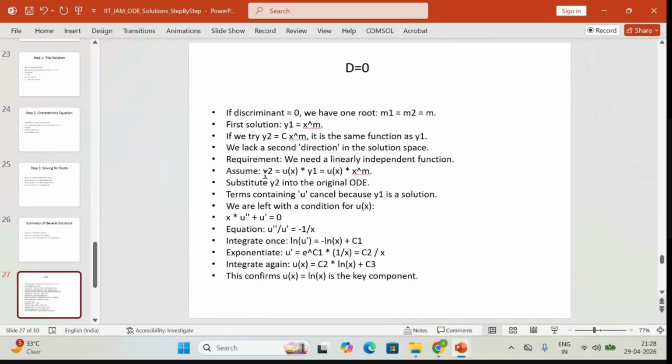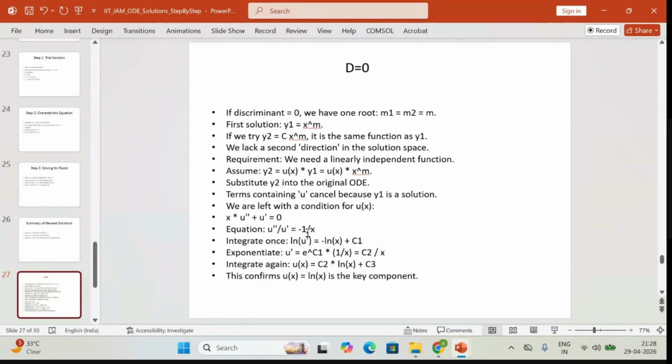So what we do is we assume the second solution is y2 equals a function u(x), which is not a constant, times y1. So u(x) times x to the power n. We substitute y2 into the original ODE. Terms containing u cancel because y1 is a solution. We get this condition: x times u double prime plus u prime equals 0.